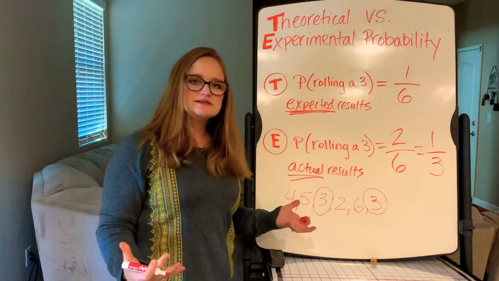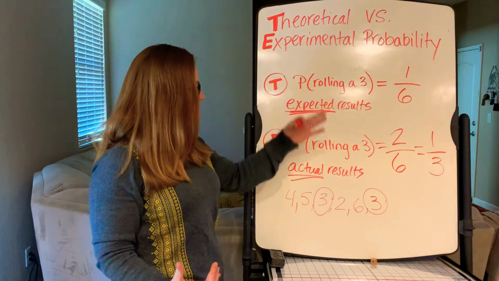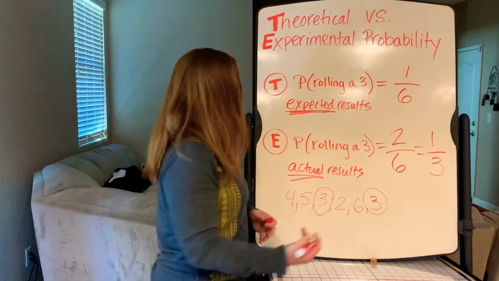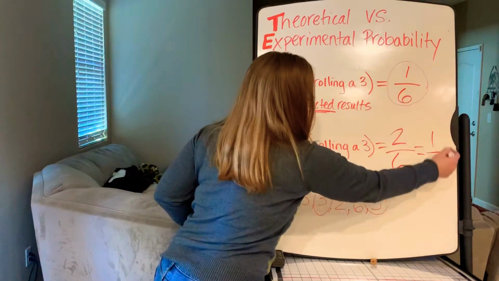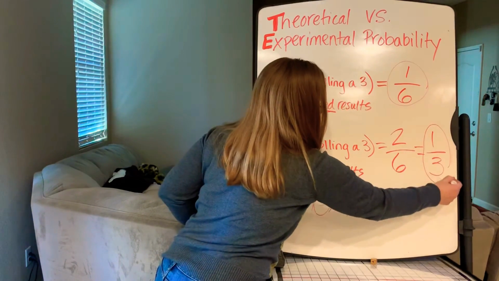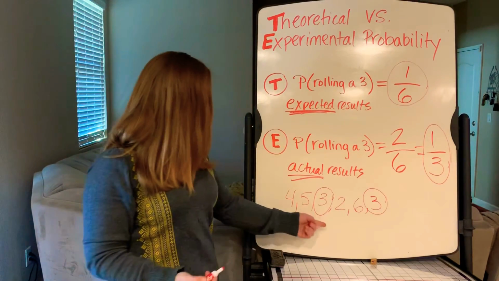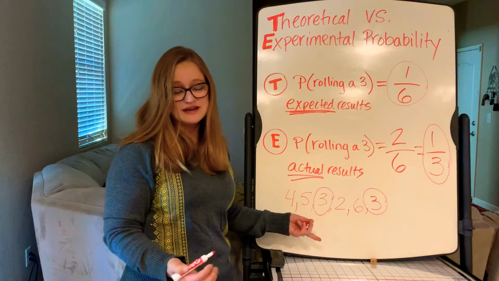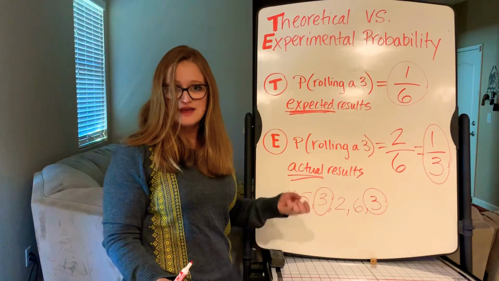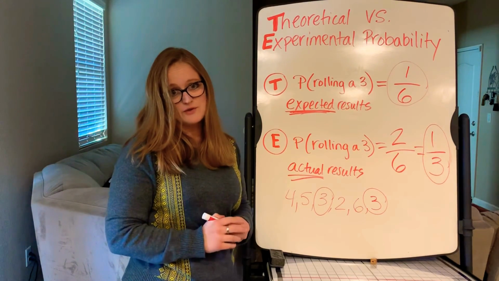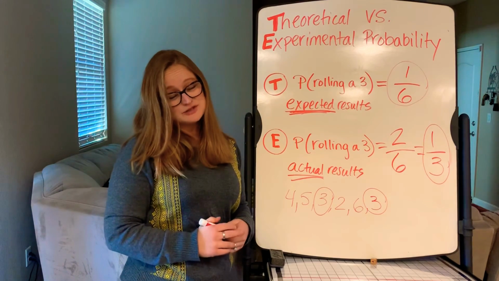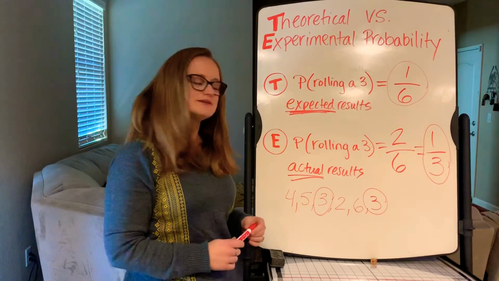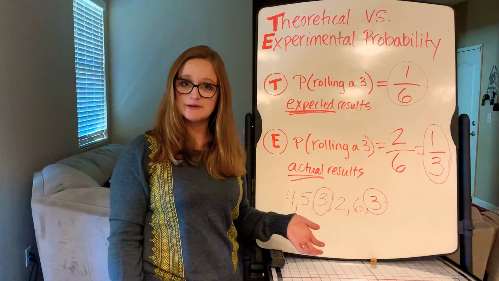So the question is, did my theoretical probability match my experimental probability? And in this case, it did not. This is my theoretical. This was my experimental. So I actually rolled a 3 more often than I should have, than what was expected. And that is the first question, or similar to the first question, of what's going to be on your test. So I hope you understand the difference between theoretical and experimental probability.